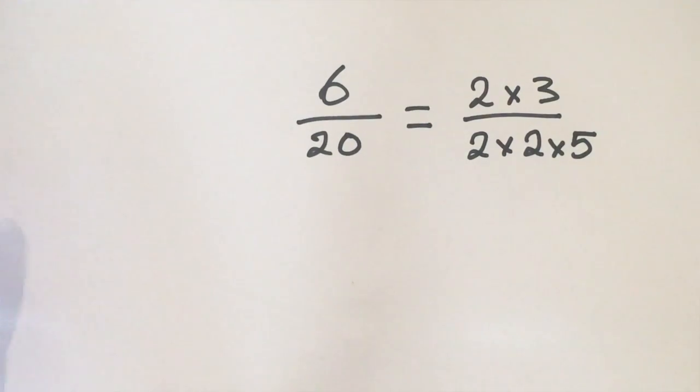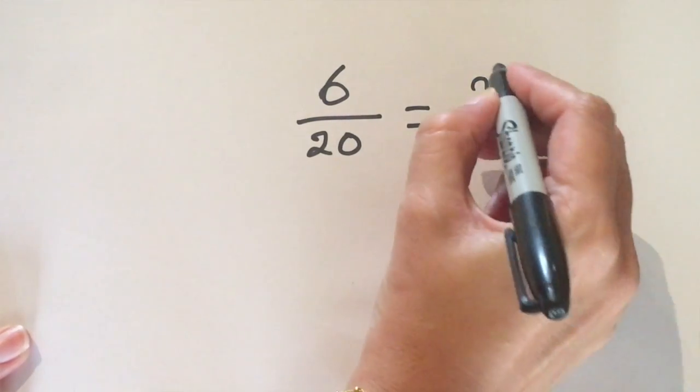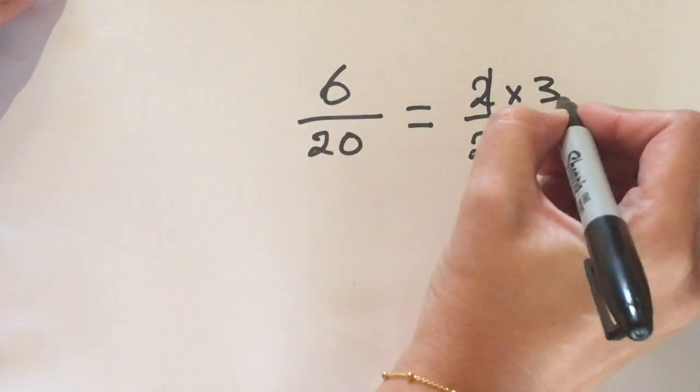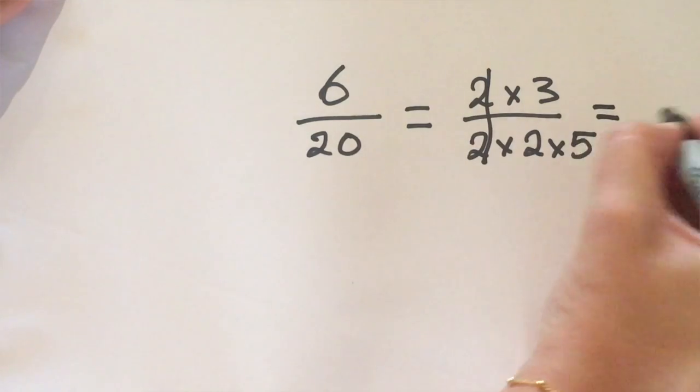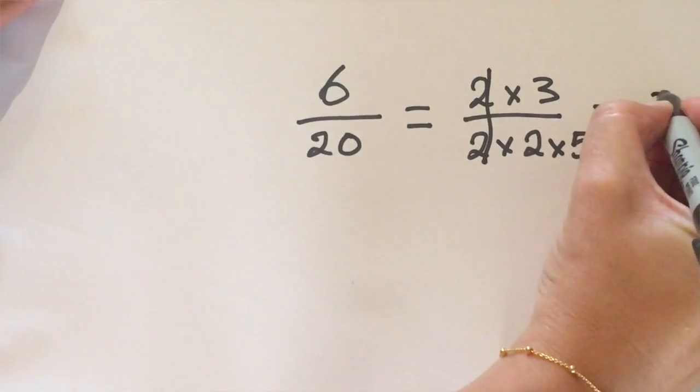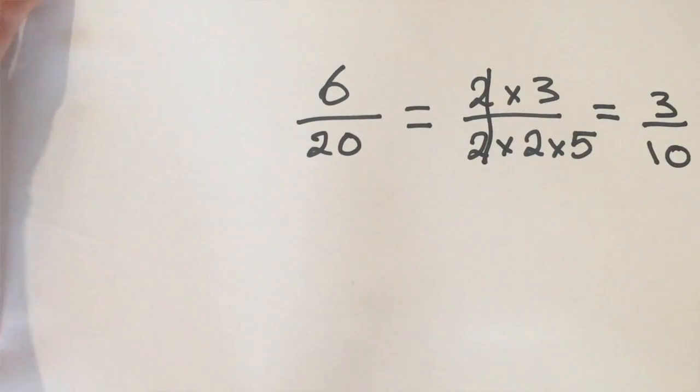Fantastic! So once we have those numbers, we see that a 2 on the top and a 2 on the bottom can cancel each other out because 2 over 2 equals a whole. So we just cancel them out. Great job! Once we've canceled them out, we are left with 3 on top and 2 multiplied by 5 on the bottom. 2 multiplied by 5 we know is 10. Great job! So our new simplified fraction will be 3 over 10. That's how we factored down our fraction to get a simplified fraction.